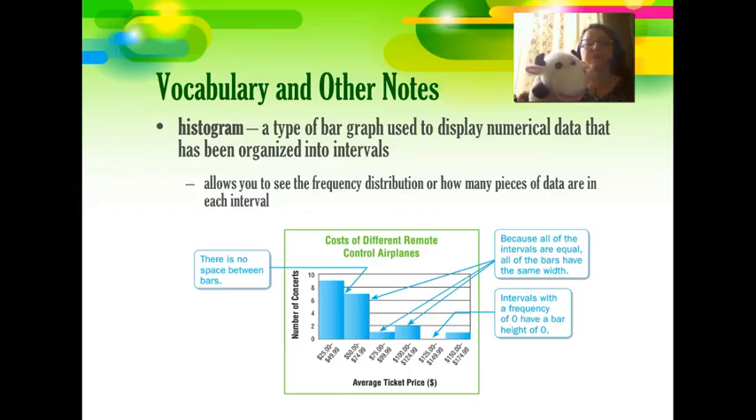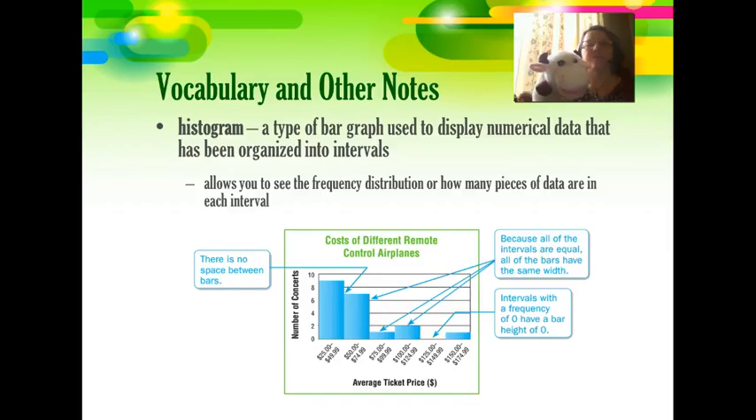For example, we might take a survey and ask people how many text messages they send each day. This data we could report in intervals. For example, we might have 0 to 99 text messages in one group, then 100 to 199, and 200 to 299, and so on.